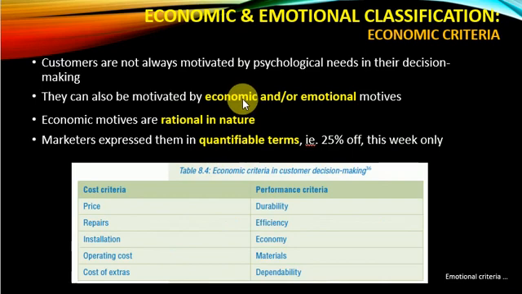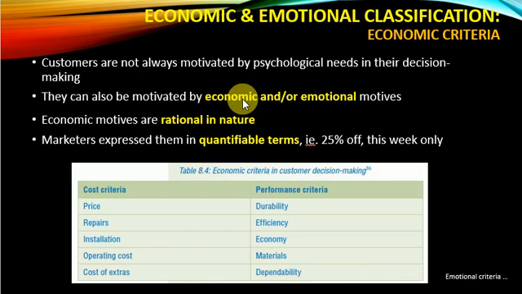However, not all our needs are motivated by psychological factors. Our decision making is very often also motivated by our emotions and also by economic motives. Economic motives tend to be slightly more rational in nature because we can quantify them. Like, for instance, if there's a 20% reduction on the price on this item for the rest of this week, there's a buy one get one free. So some of the cost criteria that is used is price and installation, the cost of extras, for instance.